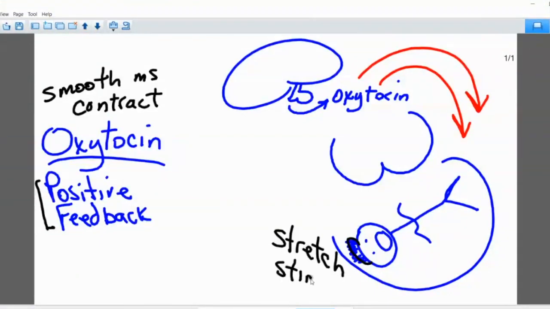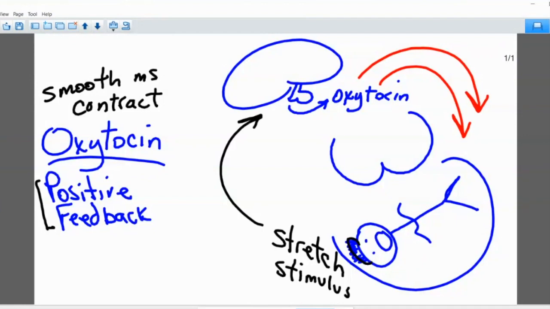Stretch is a stimulus. Hey, do you think your brain knows that your uterus is stretching? It does. It knows it, okay? Maybe you even felt it. You're like, I feel that down there, okay? But whether you're feeling it or not, there's signals going up to the brain saying the uterus is stretched.